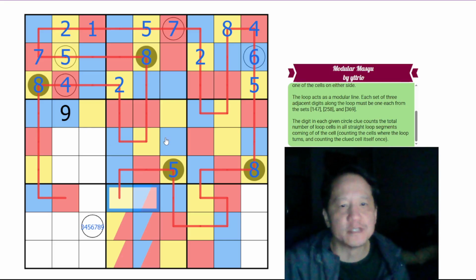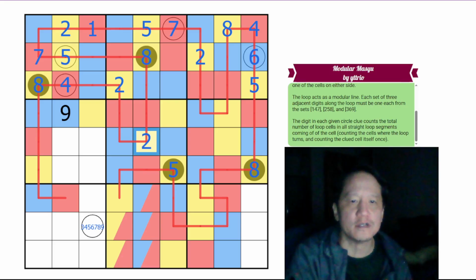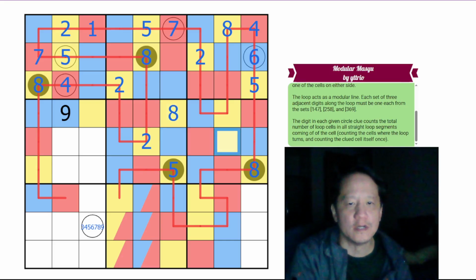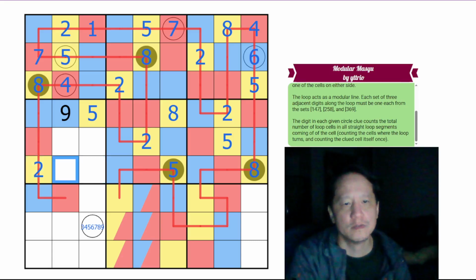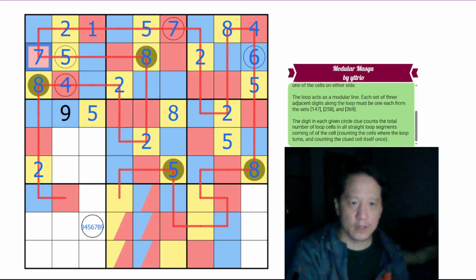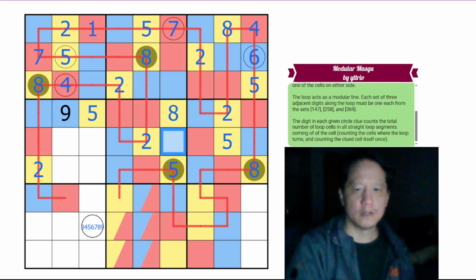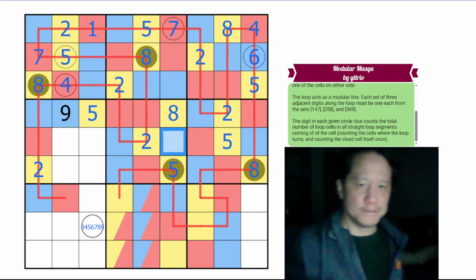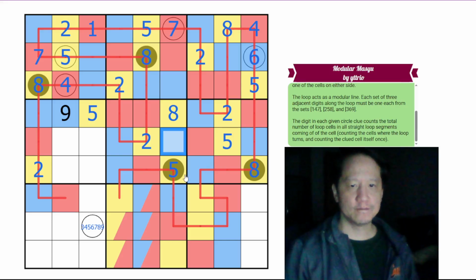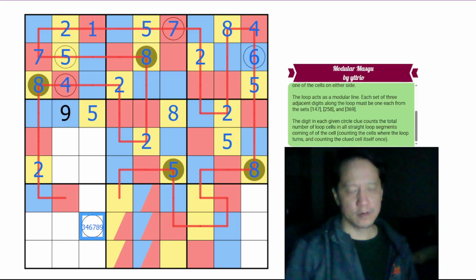Let's start filling in some of these digits. This has to be 2 because of 5 and 8 in the column. This can't be 2 or 5, so it's 8. This can't be 2 or 8, it's 5, which makes this 2. This can't be 2 or 8, it's 5. This can't be 5 or 8, it's 2. Okay. Let's see. 5 has to be one of these two, so this cannot be 5 here.